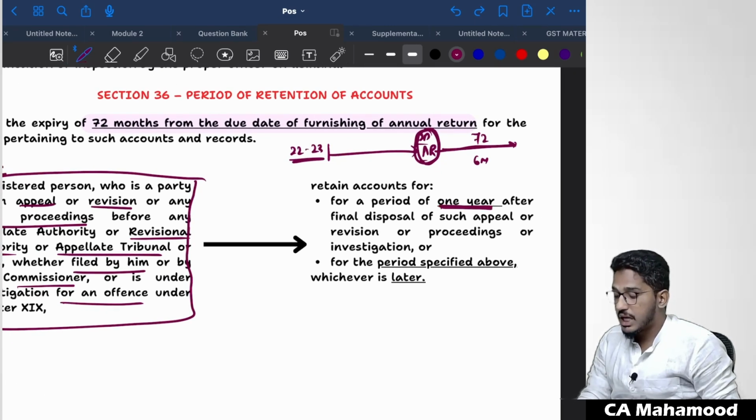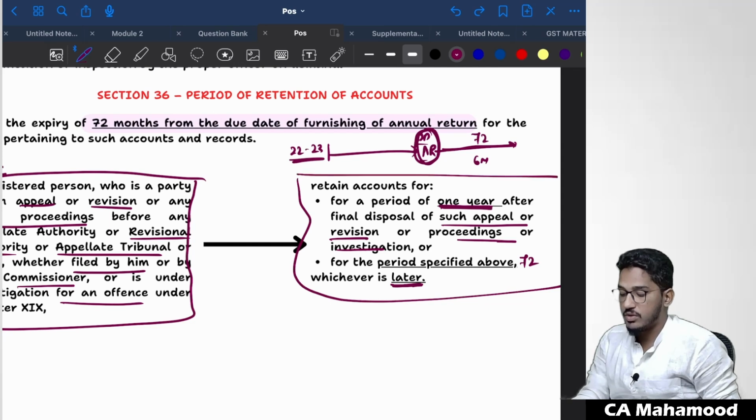What is that? In those cases, you have to retain the accounts for a period of 1 year after the final disposal of such appeal or revision or proceeding or investigation, or the period specified above. What is the period specified above? 72 months from the due date of furnishing of the annual return. Whichever is later, till that point of time, you have to maintain the records.